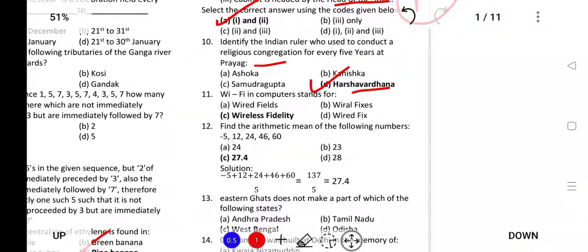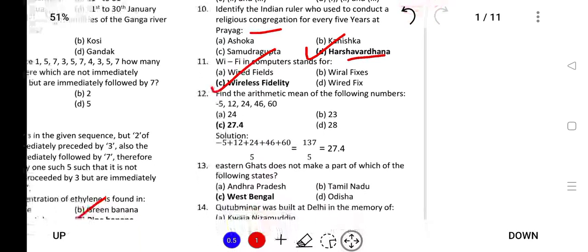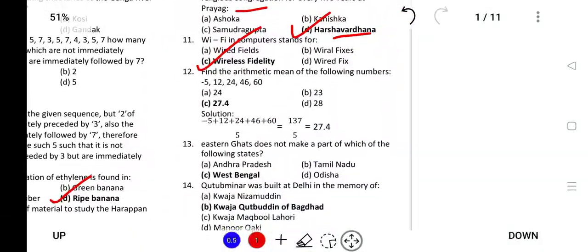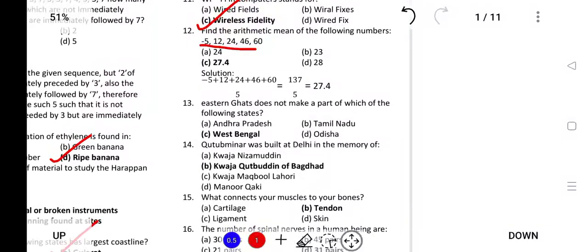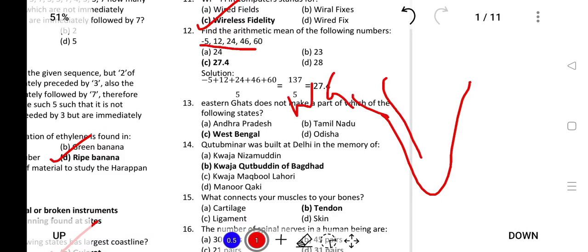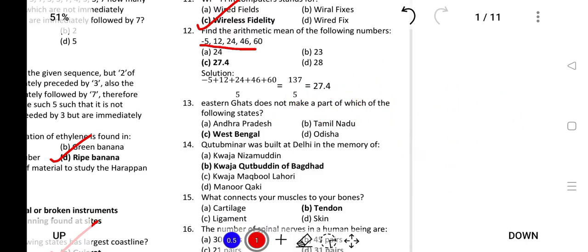Next, Wi-Fi. Wi-Fi stands for wireless fidelity. So arithmetic mean, the sum divided by the number of items, we will get the answer. Next, Eastern Ghats do not make part of which of the following states? Eastern Ghats is in the Indian peninsula, Western Ghats and Eastern Ghats, so the state that is not part of Eastern Ghats will be West Bengal.